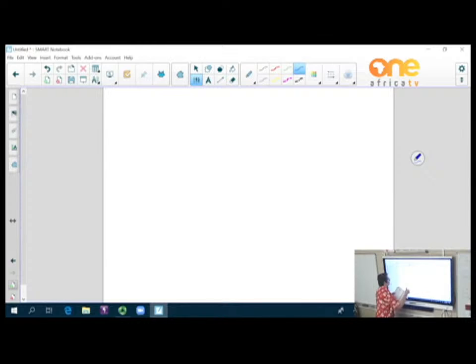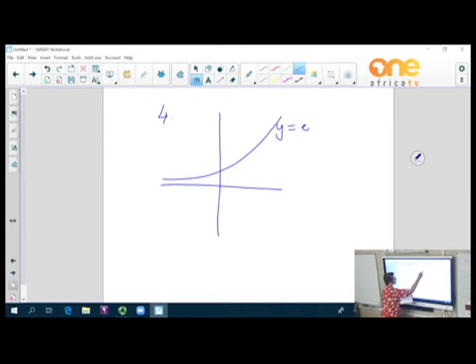If you look now at number 4, they are asking you to draw a graph, and I would like you to draw number 4 now. There are actually 2 graphs that we are going to draw. The first one is the basic y is equal to e to the power of x, cutting the y-axis at (0, 1). Then they want e to the power of 2x, so it just looks a little bit more like that.